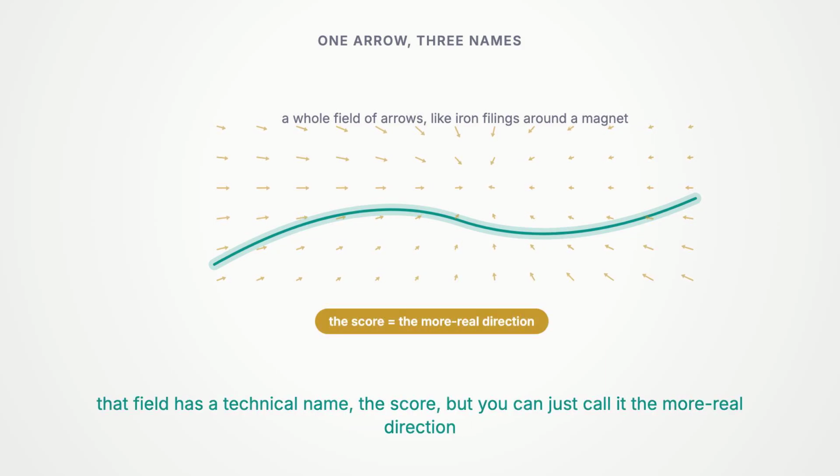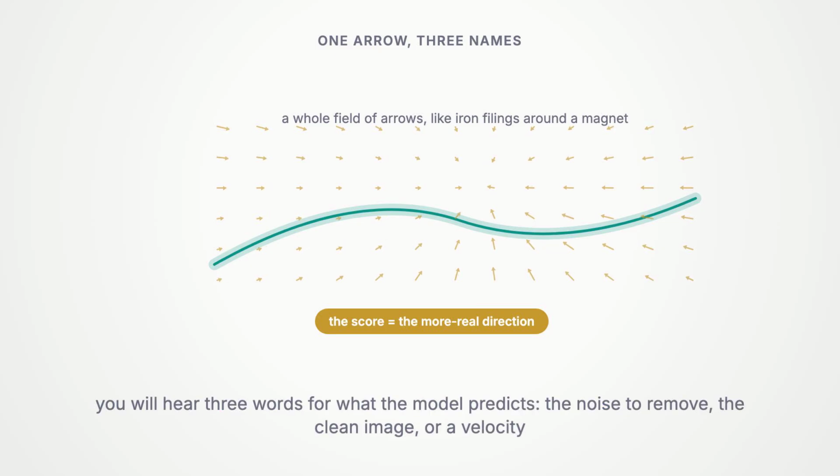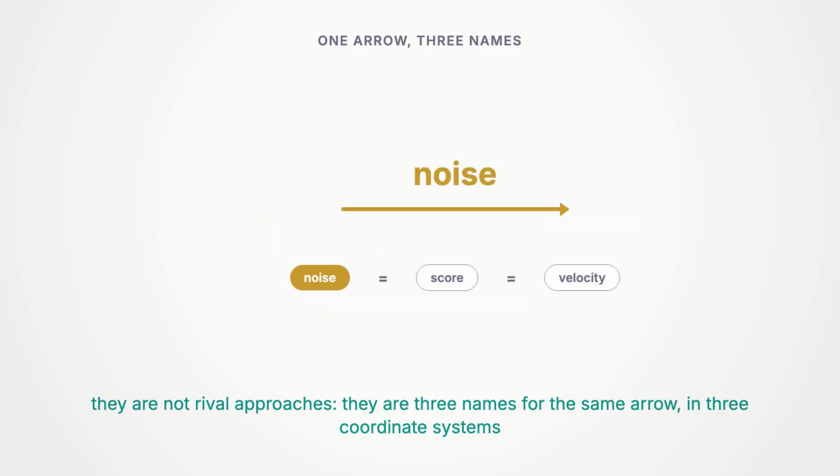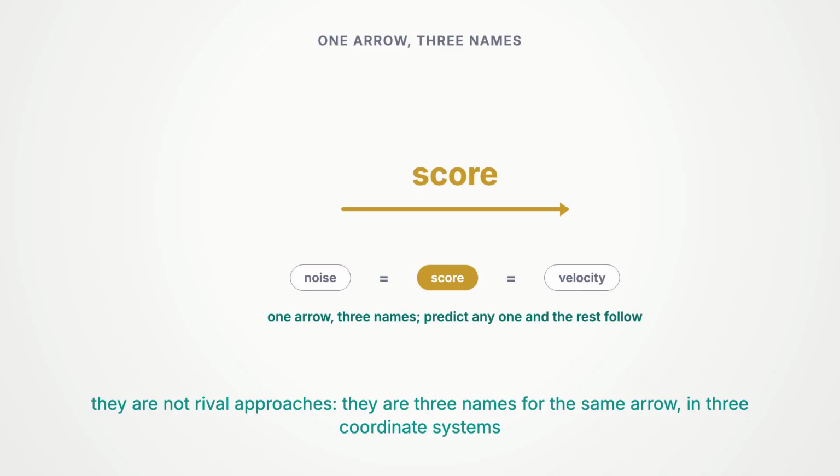That field has a technical name, the score, but you can just call it the more real direction. And here is the part worth slowing down for because it unifies half of this field. You will hear 3 different words for what the model predicts. Some models predict the noise to remove. Some predict the clean image directly. The newest predict a velocity, a direction to move. People argue about these as if they were rival approaches. They are not. They are 3 names for the same arrow, written in 3 coordinate systems. Noise, score, velocity. 1 arrow, 3 names.